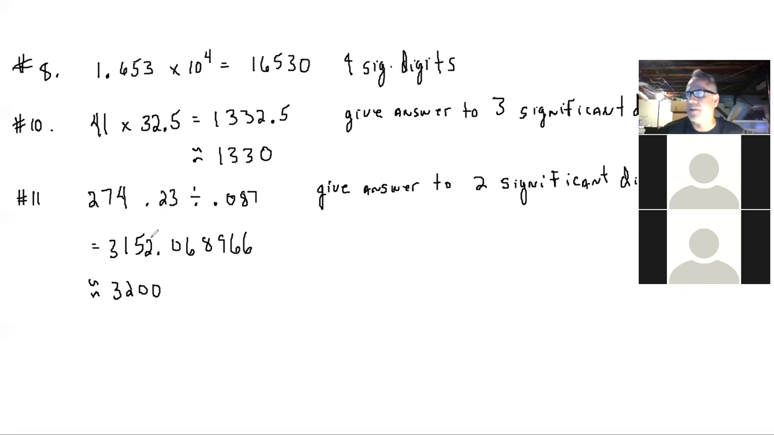All right. Now, in general, when you are doing arithmetic with measured numbers, if you're adding and subtracting, then you round your answer to the same precision as the least precise number in the problem.